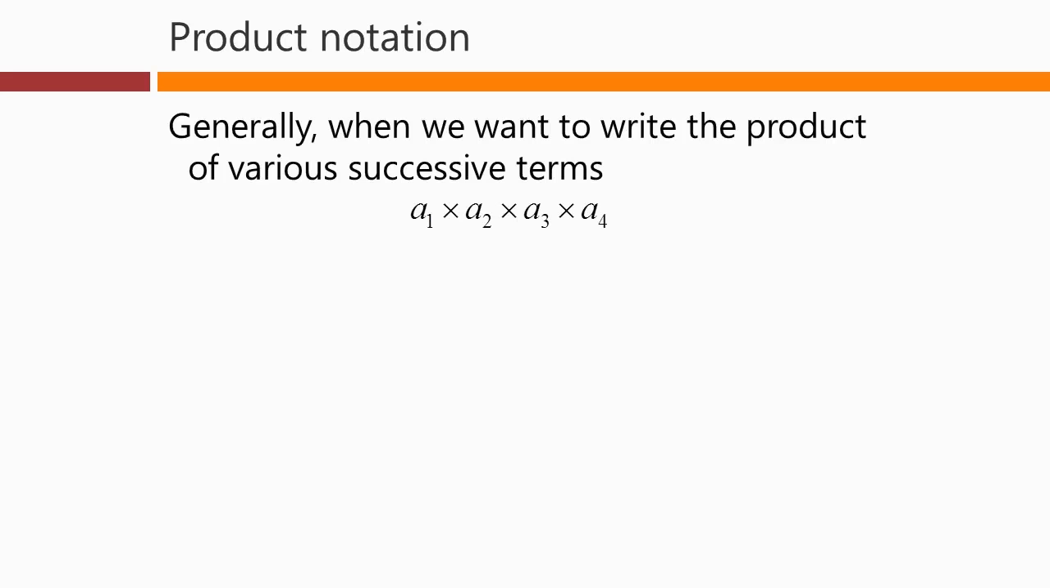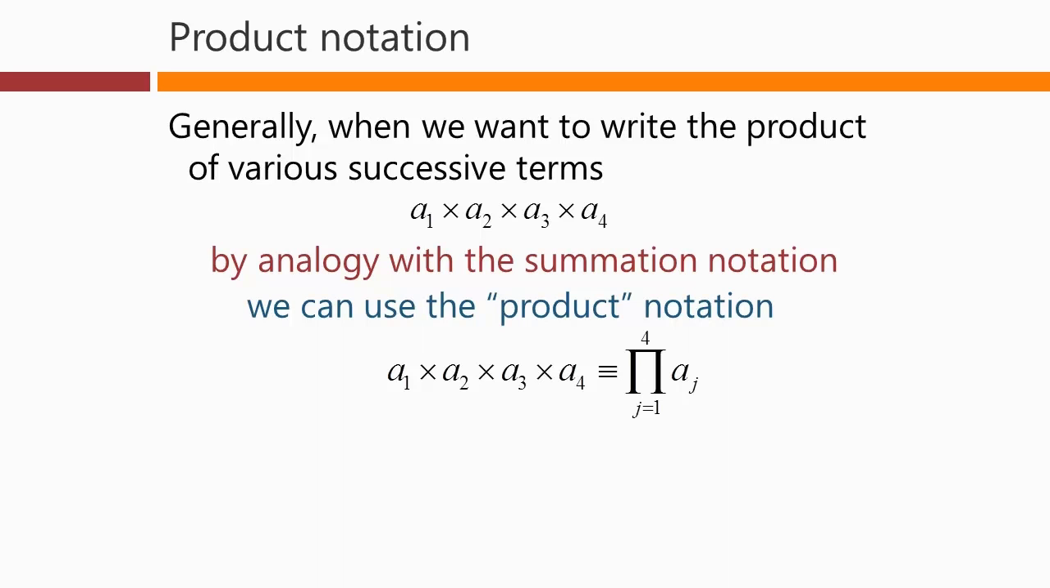One final notation we should mention is the product notation. This is like the summation notation, but instead of summing a set of terms, we are taking the product of a set of terms. So, generally, when we want to write the product of 4 successive terms like this, for example, a1 times a2 times a3 times a4, where those are specific numbers, then we can explicitly write them either multiplying them all out, obviously, or we can use this product notation.